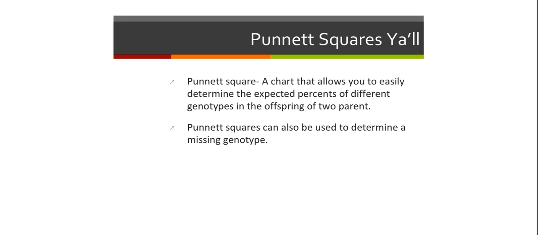They are also really good at determining a missing genotype. So let's say you have a parent plant with purple flowers and a parent plant with white flowers. Because the lowercase b, or the white, is recessive, you know that the white flower always has to have the lowercase genotype. But you don't know if the other parent is heterozygous or homozygous dominant. So what you can do is create a Punnett square to figure out what that parent is.